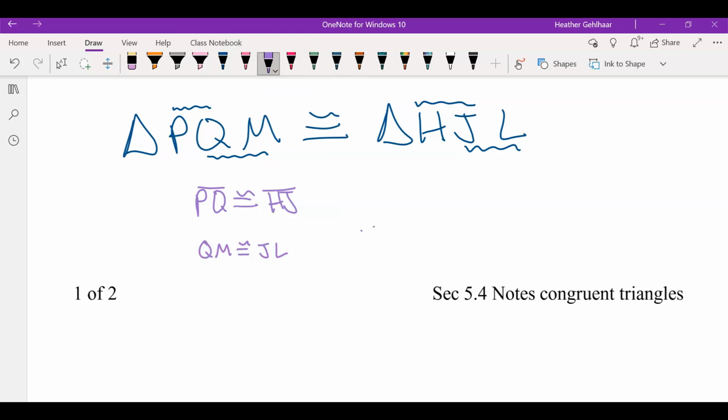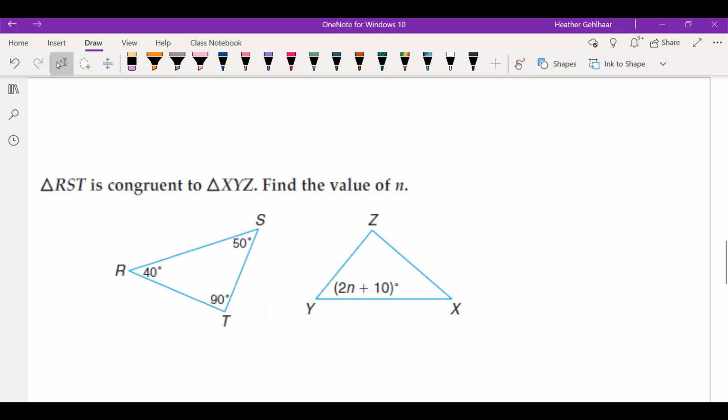Okay, and then lastly, you take the two outside letters, and I write it in the same order that I've been writing it in, so left to right. So PM is going to be congruent to HL. So PM is congruent to HL, the segments. Okay, so these are the congruent statements. So now let's move on to these next ones.